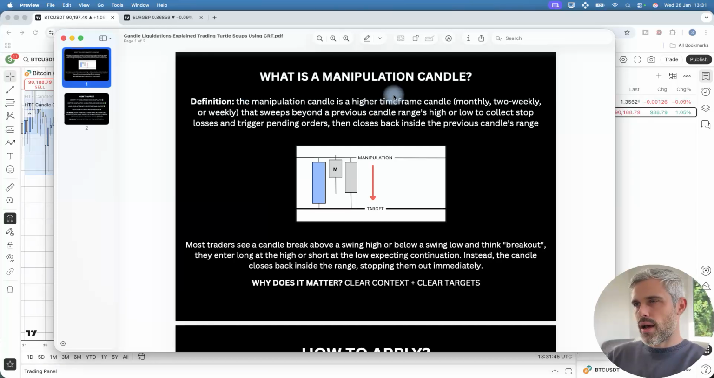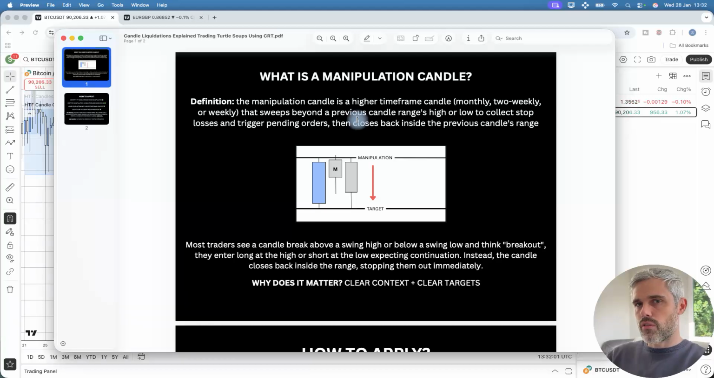Manipulation candles are higher time frame candles. So for swing trading, we're looking at monthly, 2-weekly, weekly candles. These are candles that sweep beyond a previous candle's range high or low. The purpose of this is to collect the stop losses and trigger pending orders.